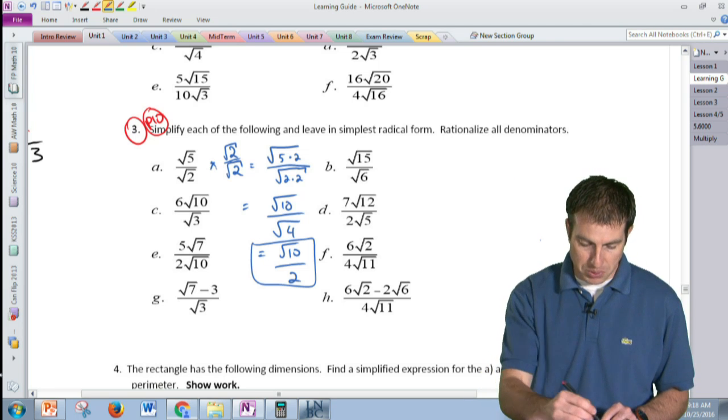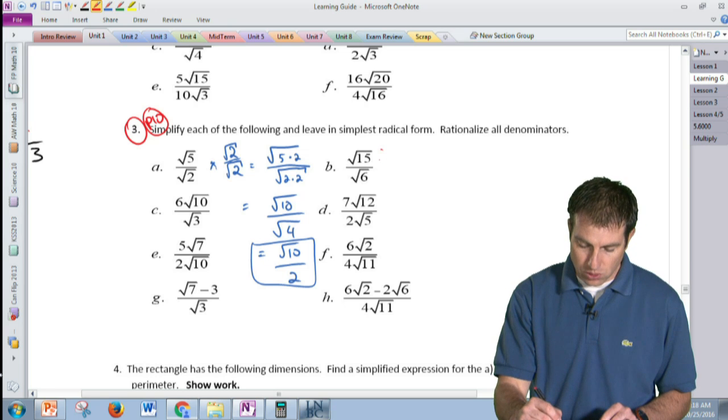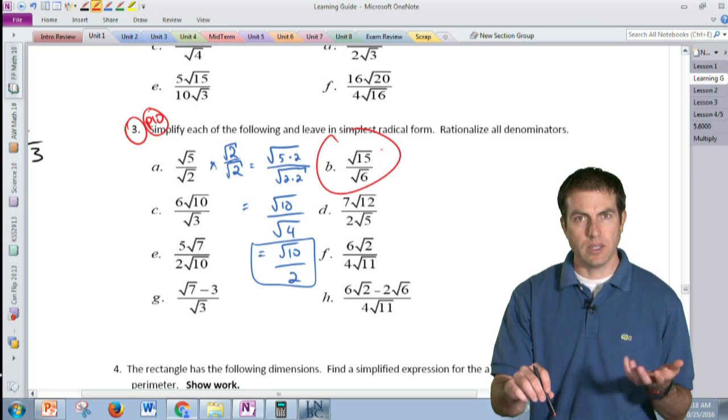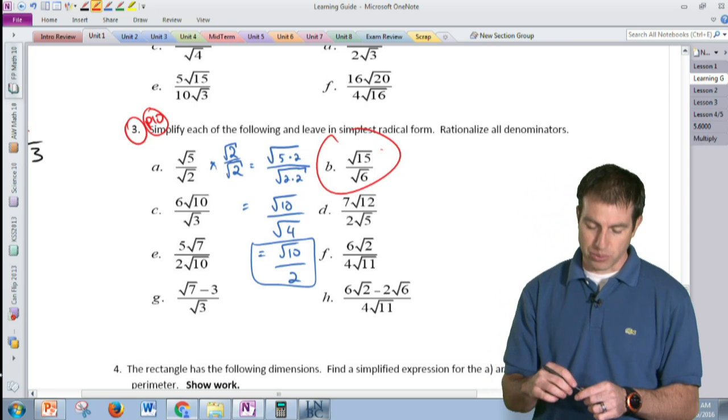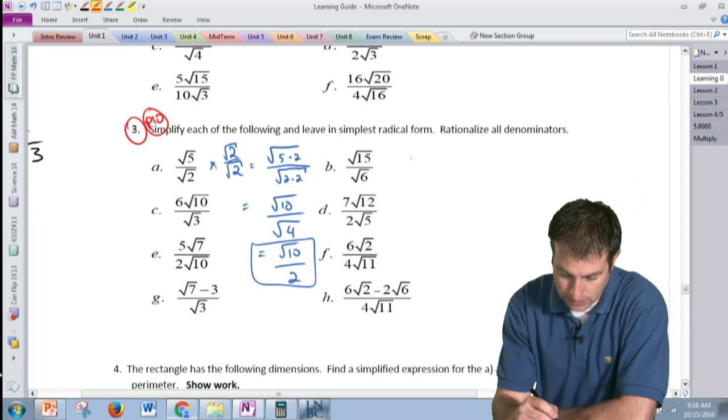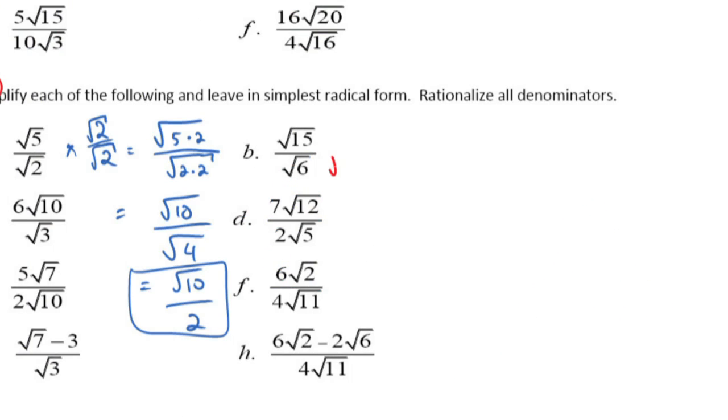Let's look at maybe B over here. So I've said that the trick is this. The trick of this is multiplying the top and the bottom by root 6 over root 6, because that's going to get rid of the radical in the denominator.